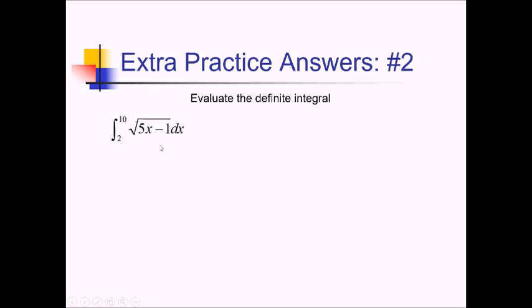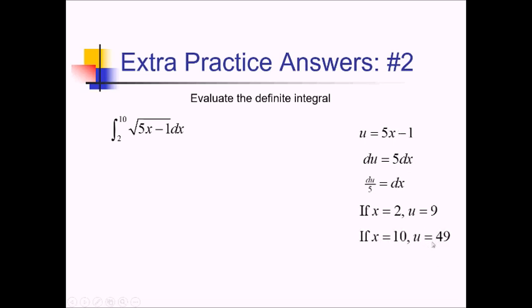Another way you could handle this, though, now that you know substitution, would be to use u substitution. Let's let u equal 5x minus 1, so I'll just show you this way of doing it. And then du is going to be 5 dx. So then we can say du over 5 equals dx. Now let's convert these x values to u values. If x equals 2, then 5 times 2 minus 1 is going to give me 9 for the u value. And if x equals 10, 5 times 10 minus 1 gives me 49.